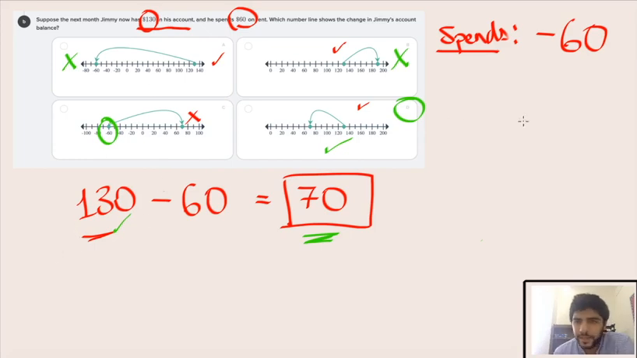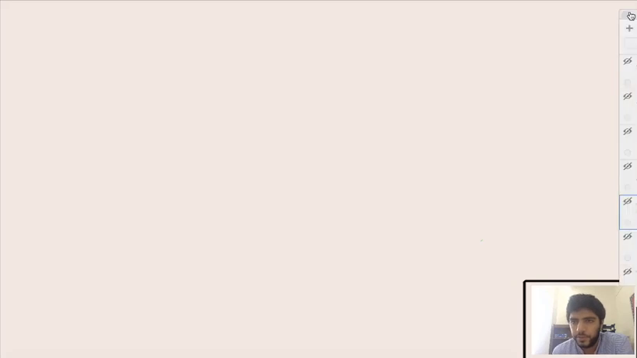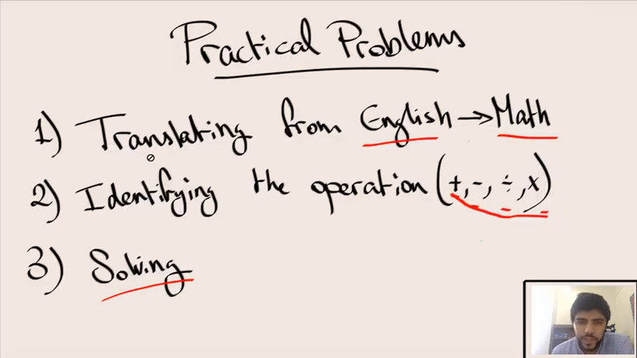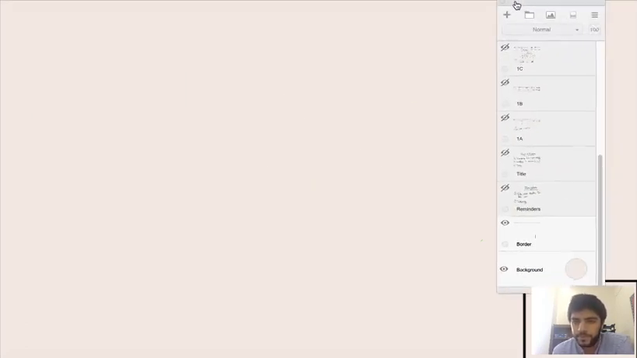So we're following the steps that we had in the title page, which is just translating from English to math, identifying whether it's addition, subtraction, division, or multiplication, and then solving the expression, or simplifying the expression.